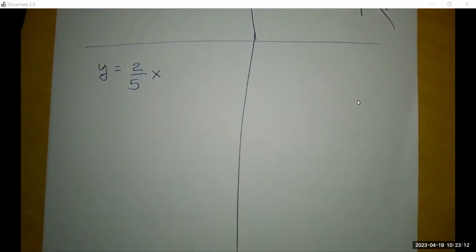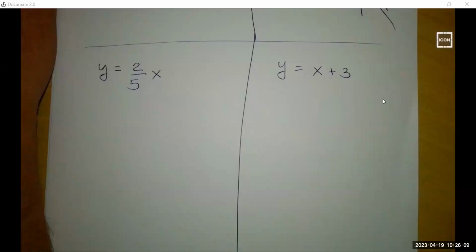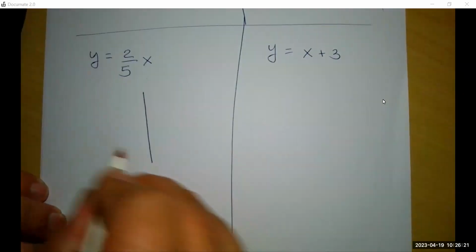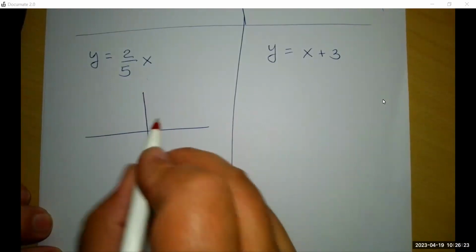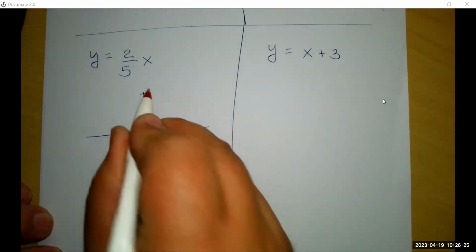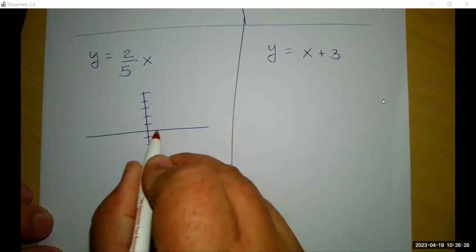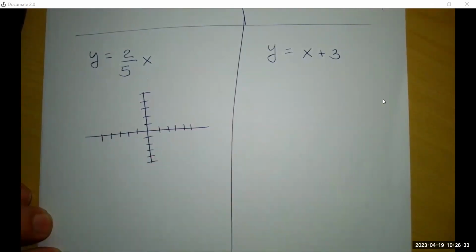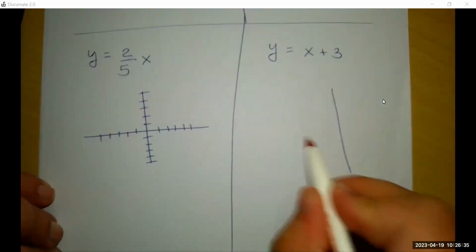When I teach algebra, that's the problem a lot of my students are having. All right, both of these equations are solved for y already, so we can graph them. 1, 2, 3, 4, 5. And same with the other one.